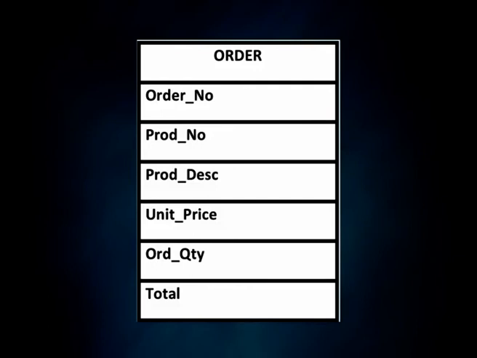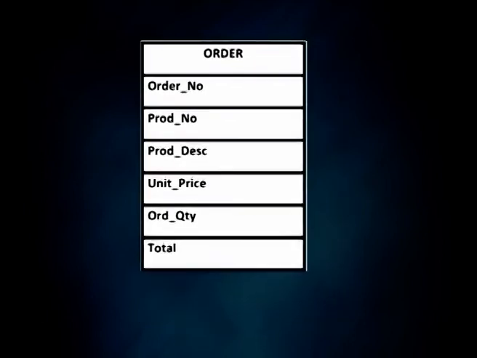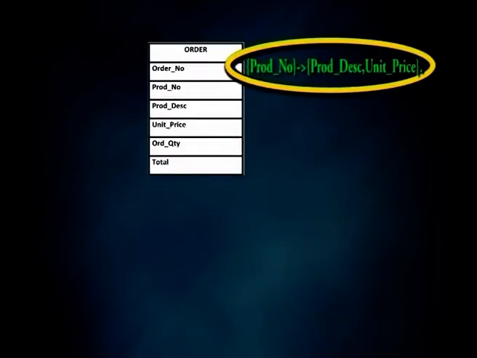So, non-prime attributes are those attributes of the relation that are not part of the primary key. For example, consider a relation order with attributes order number, product description, unit price, order quantity and total as shown. So, here attributes product_description and unit_price are partially dependent on product_number.